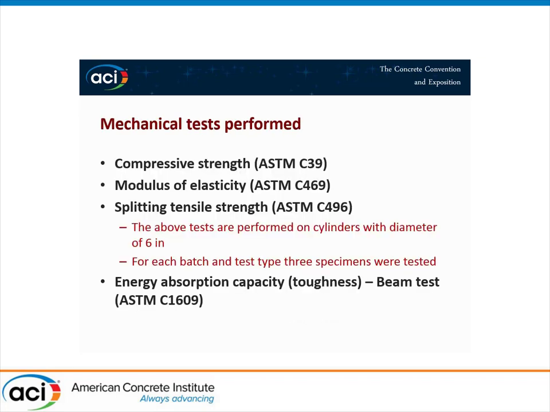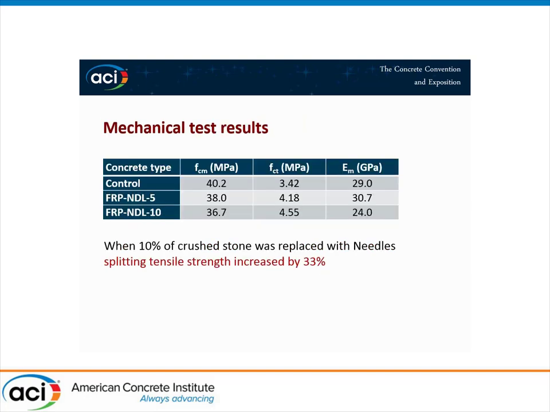Okay, so we did a number of tests: compressive strength, splitting tensile strength, and modulus of elasticity, and also energy absorption capacity based on ASTM C1609. Right? And these are the results for the first one: compressive strength, tensile strength, and modulus of elasticity. Not much impact on compressive strength, a little bit of reduction, but significant improvement in splitting tensile strength.